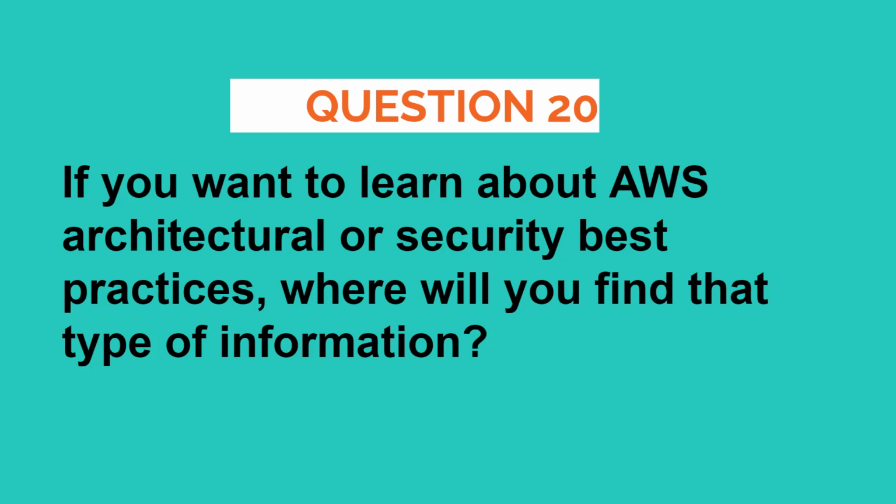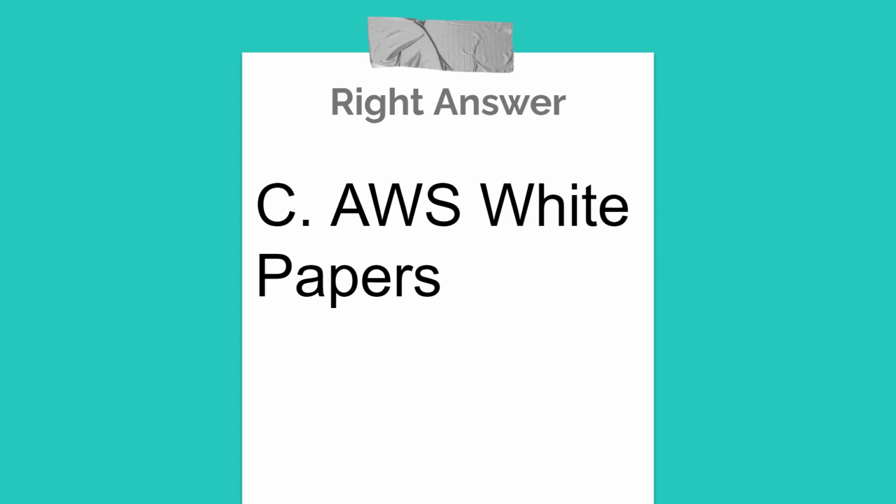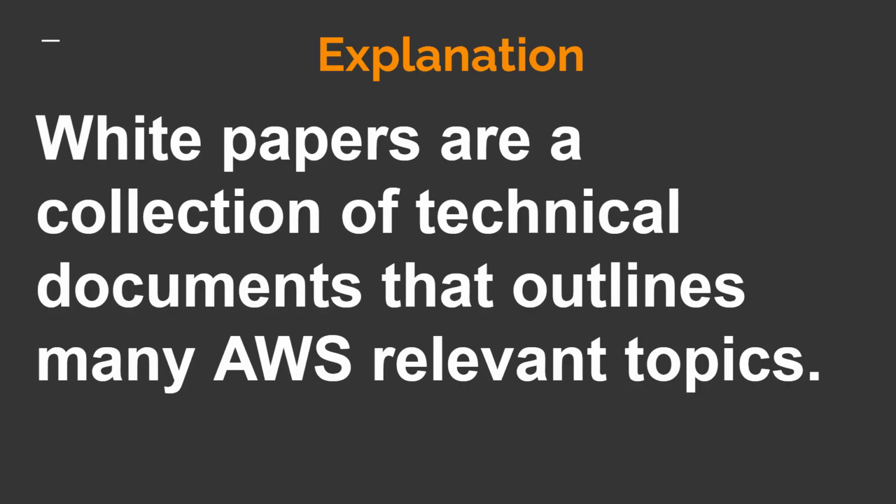Question 20. If you want to learn about AWS architectural or security best practices, where will you find that type of information? Options. A. AWS Yellow Pages. B. AWS Console Info section. C. AWS White Papers. D. AWS Service Documentation. Right answer is C. AWS White Papers. Explanation. White papers are a collection of technical documents that outlines many AWS relevant topics.